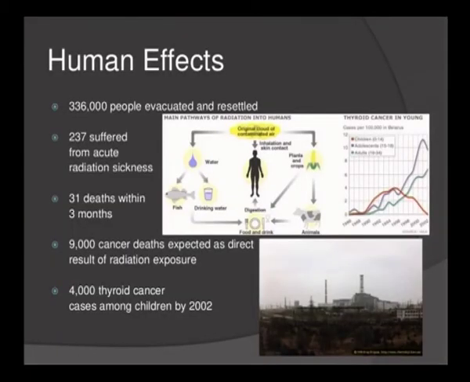Pretty much everything collapsed. With respect to human effects, 336,000 people were evacuated and resettled. 237 suffered from acute radiation sickness. There were 31 deaths within just 3 months. 9,000 cancer deaths were expected as a direct result of radiation exposure. 4,000 thyroid cancer cases, especially amongst children, by 2002.